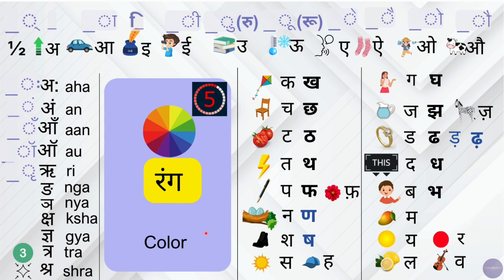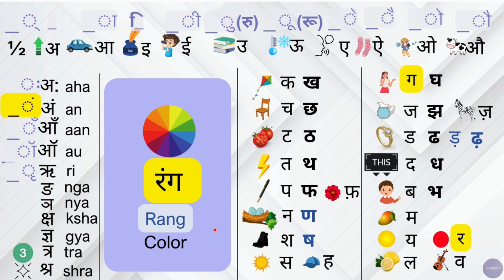This word means color. R as in red, G as in girl. And when we add the un symbol on top of R, it makes the sound run. It's the add-on symbol, so it joins to make the sound run. So the word sound is rang. Rang. Next word.